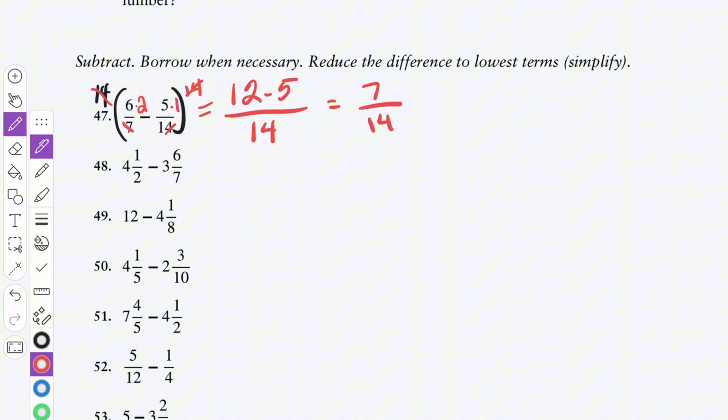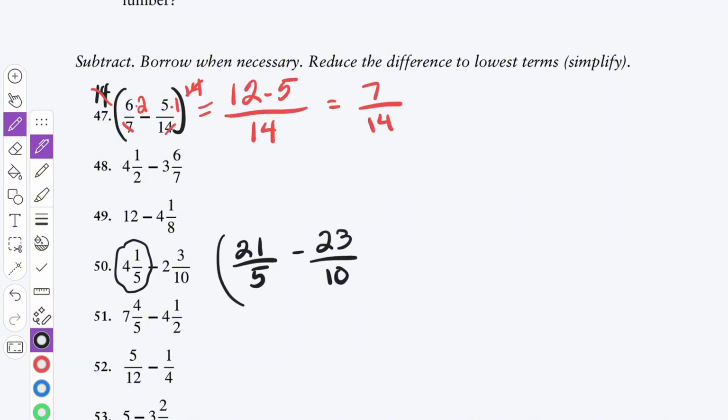So 4 times 5 plus 1 would be 21. Oh, let me go back, I like the darker color. So this would be this right here. This mixed number would be 21 over 5. And then 10 and 2 is 20. So it would be minus 23 over 10.